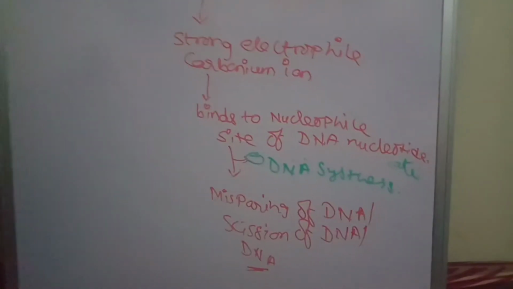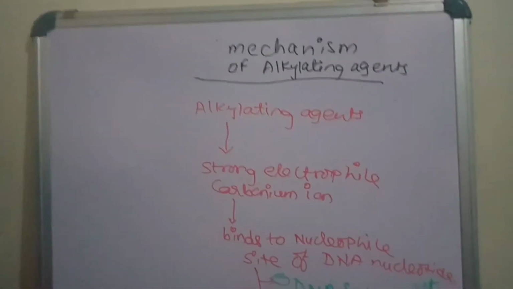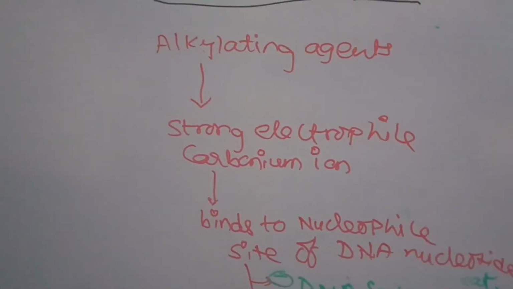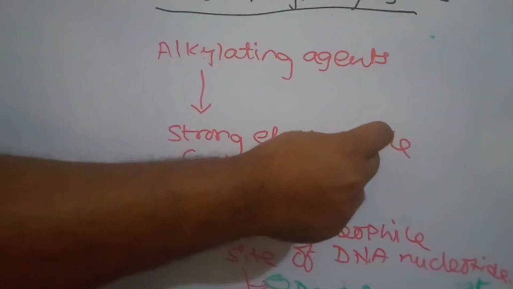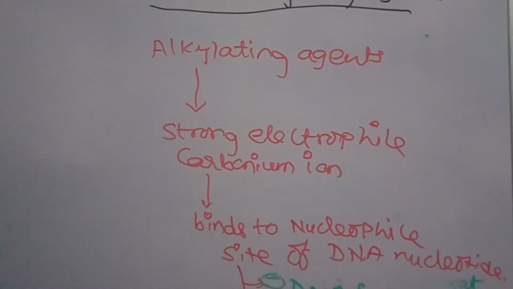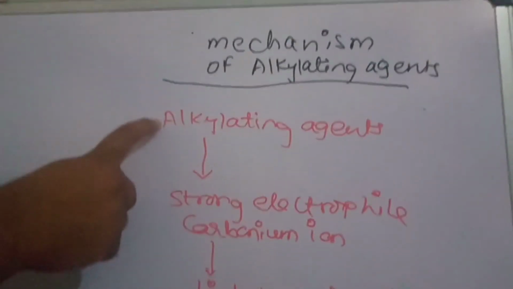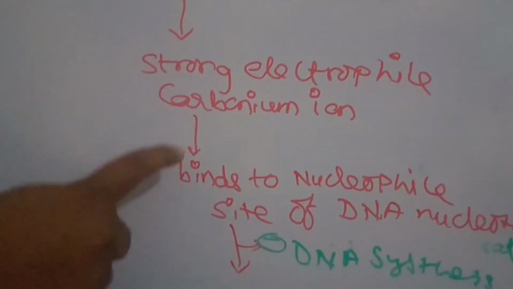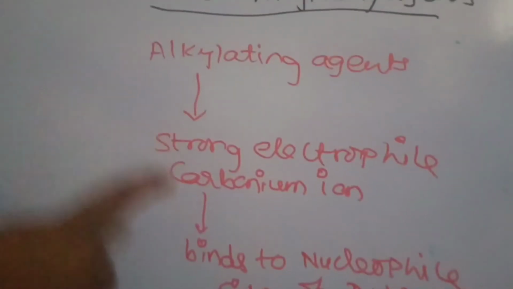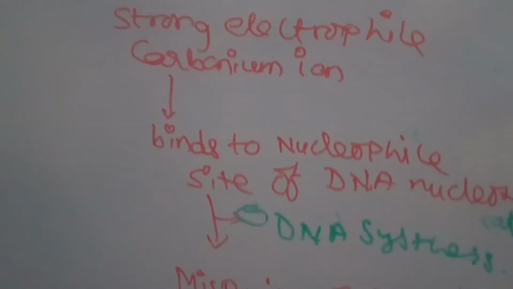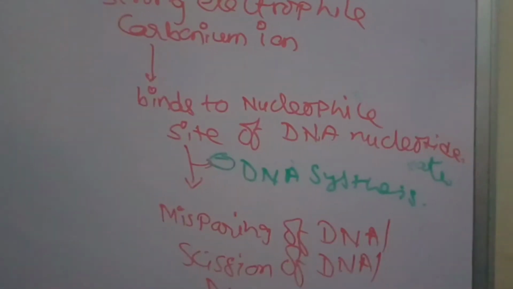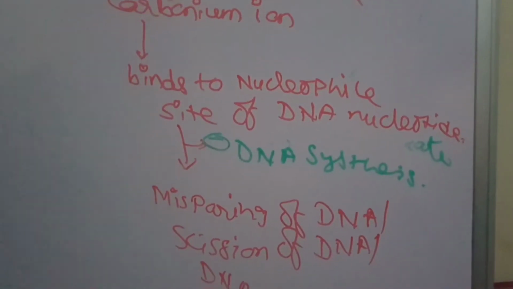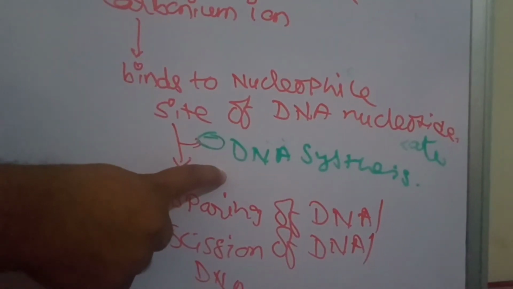Now what happens? Alkylating agents form a strong electrophilic carbonium ion, meaning carbocations. This carbocation acts as an electrophile. They will get alkylated, meaning the positive ion, which is electron deficient, binds on the nucleophilic, electron-rich site of the DNA nucleotide, which may be guanine or adenine. As a result, inhibition of DNA synthesis takes place.